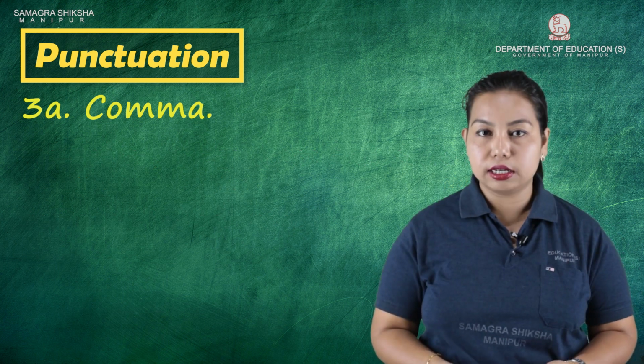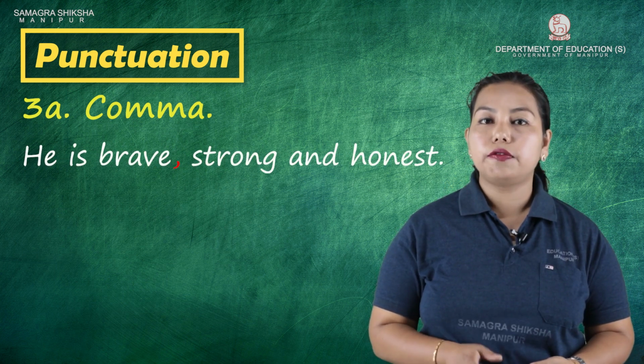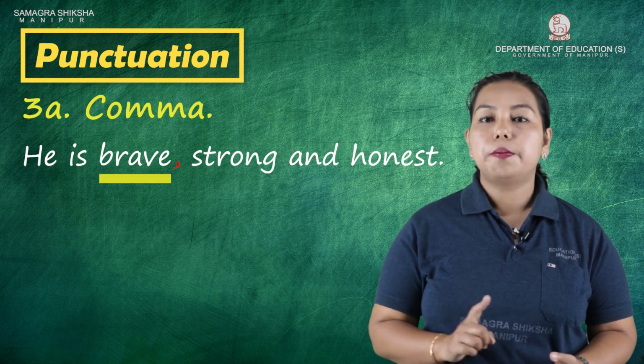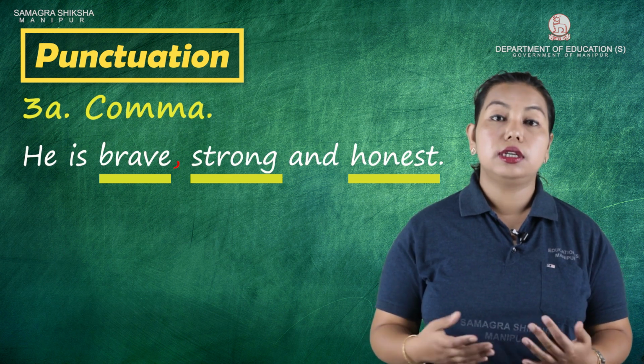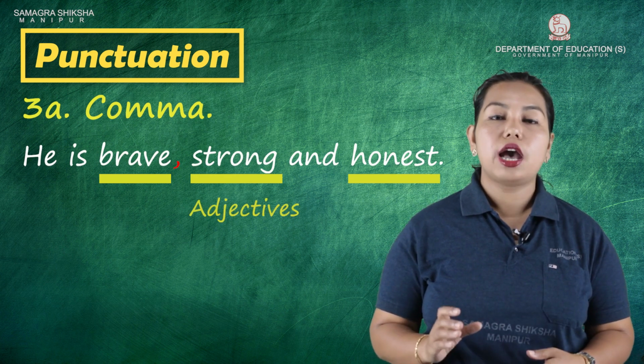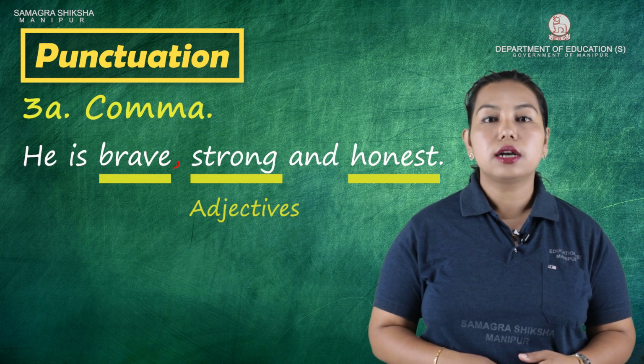Then let us take up another example. "He is brave, strong, and honest." Brave, strong, and honest belong to the same part of speech, which means they are all adjectives. So we have to separate them by using a comma.